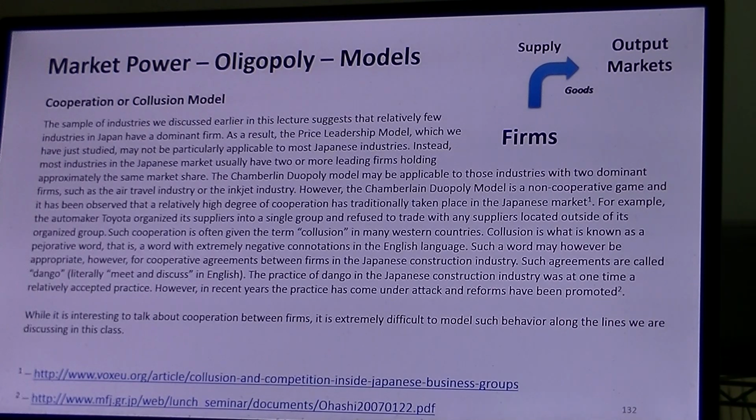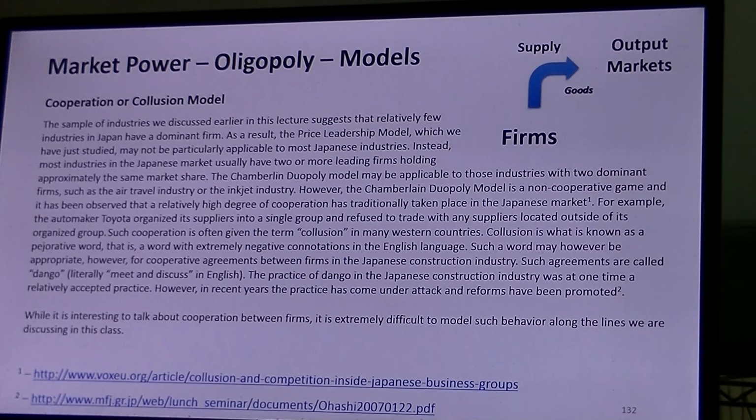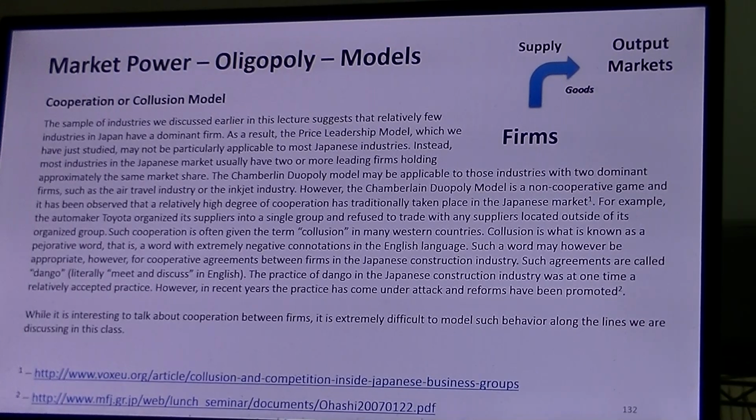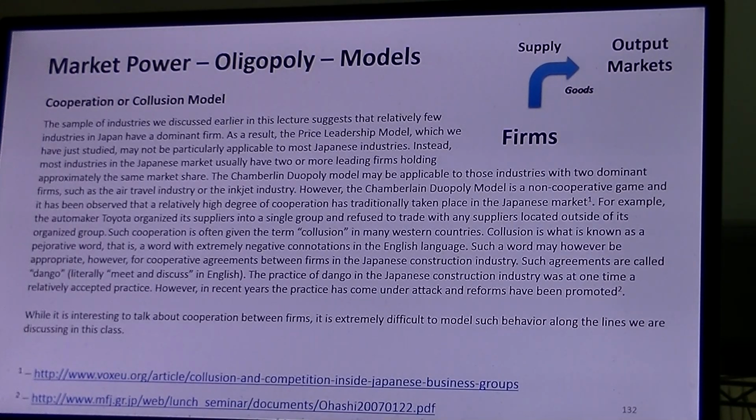Now, I also want to make just a brief discussion on the cooperation or collusion model. When I talked about the sample of industries in the previous lecture, it suggests that relatively few industries in Japan have a dominant firm, and I think that's very interesting. That's one of the assumptions that people make, especially Westerners, about the Japanese market, that the Japanese firms tend to dominate their market and there's not a lot of competition.